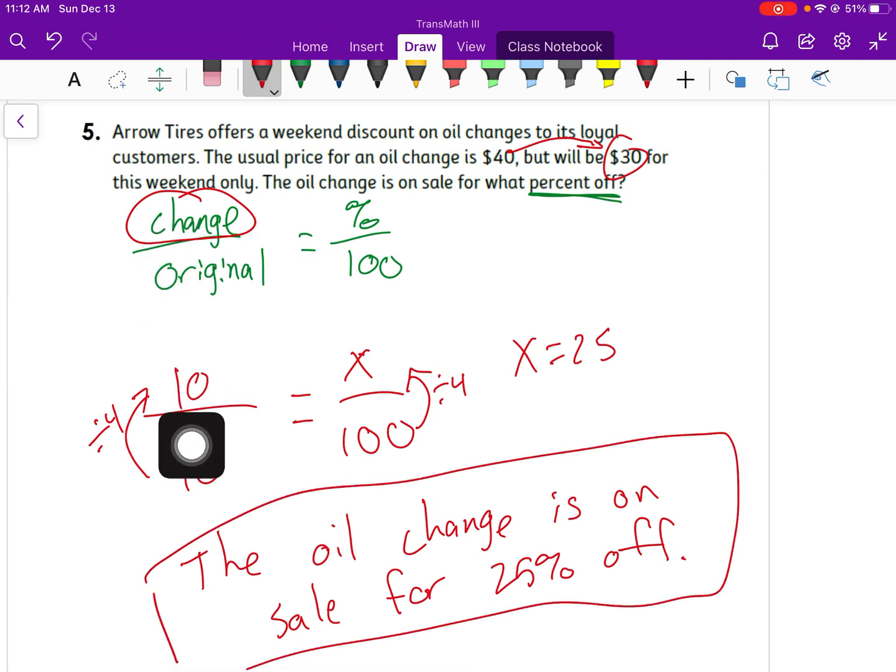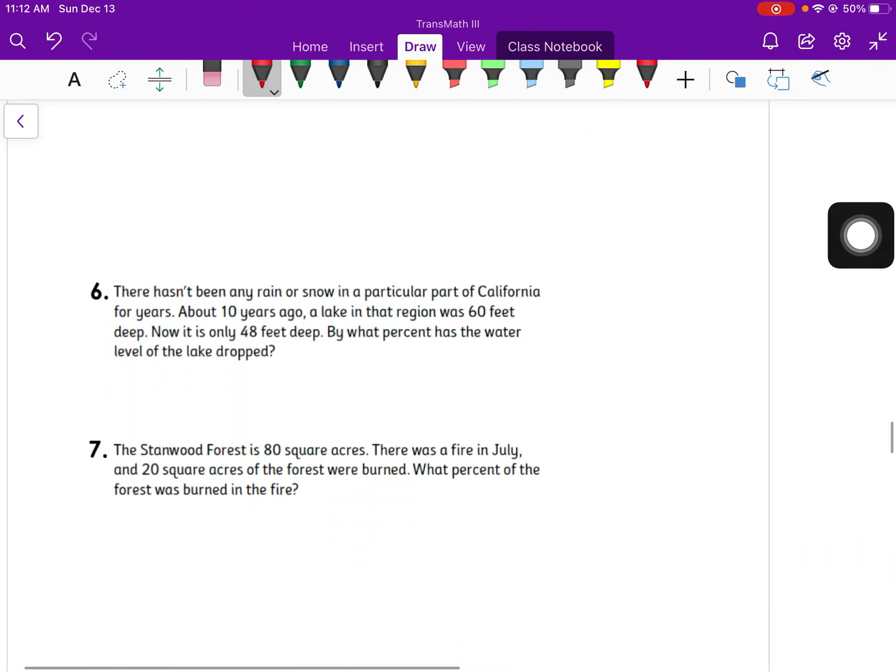If you did not put the change, if you did not put 10 in, instead you put 30, what you found was not the percent off, that was the percentage of the original cost that was still being charged. So I refer to that as percent on, not the percent off.